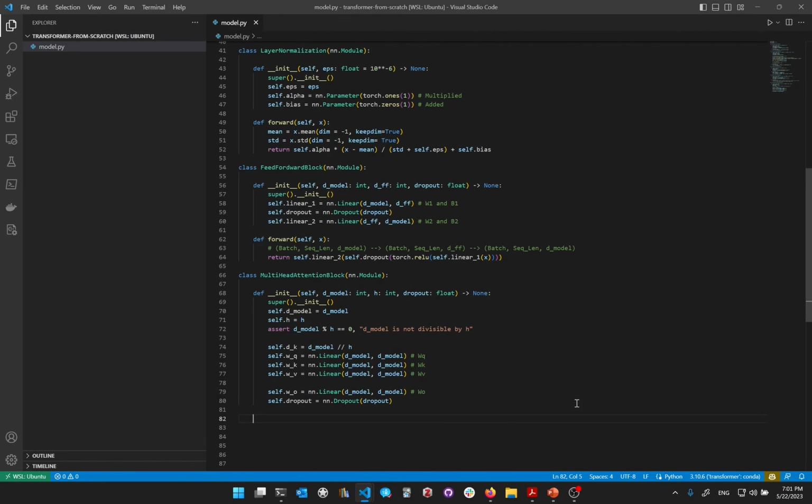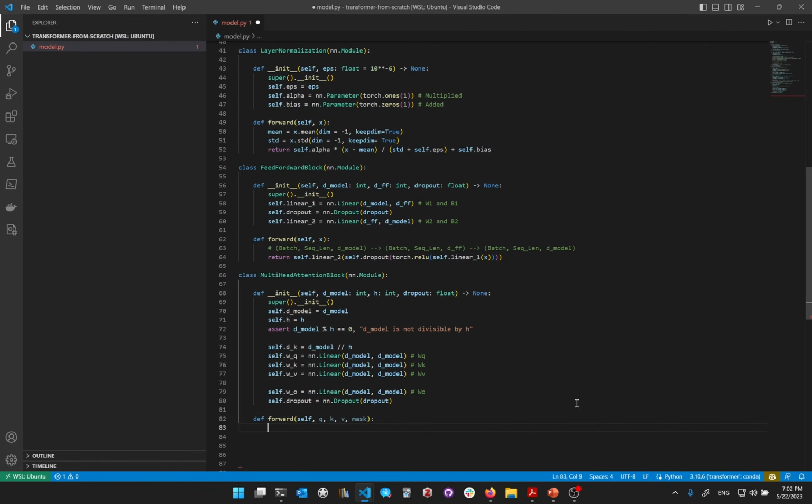Let's implement the forward method, and let's see how the multi-head attention works in detail during the coding process. We define the query, the key, and the values, and there is this mask. So what is this mask? The mask is basically, if we want some words to not interact with other words, we mask them.